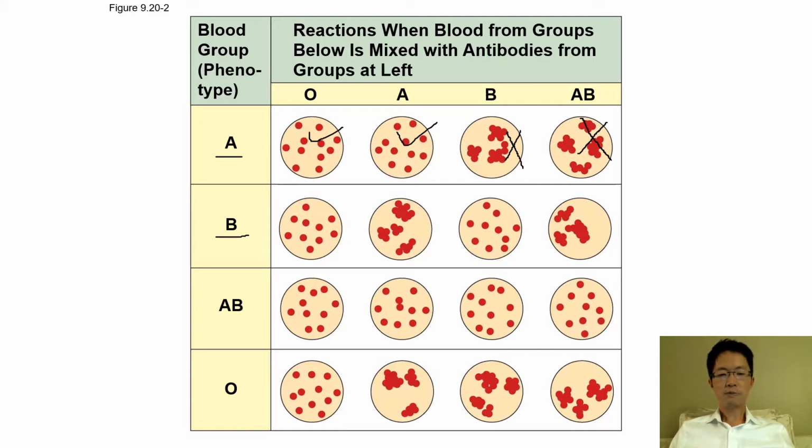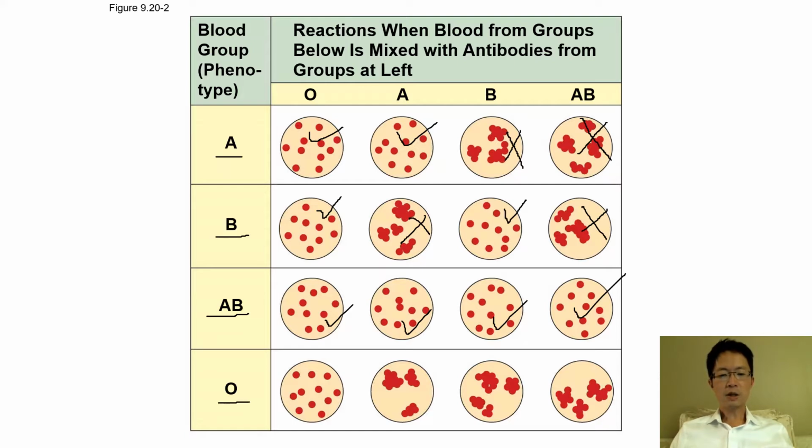Similarly, for blood type B, they can receive blood transfusion from O and from B, but they cannot receive blood transfusion from A or from AB. Blood type AB, they are the luckiest one. They can receive blood transfusion from everyone. Therefore, we call blood type AB universal recipient or universal receiver. Either one is fine.